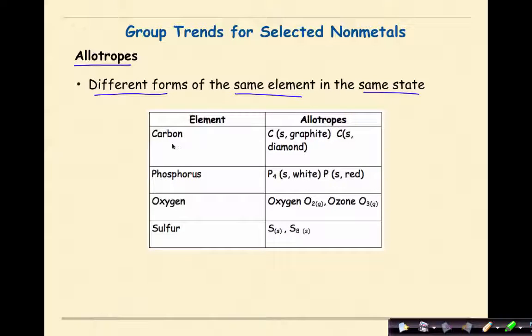So some examples of allotropes. Carbon can be an allotrope. It can exist as either graphite or diamond in the solid phase. Phosphorus can also be an allotrope. It has two forms, a white form and a red form. Oxygen has allotropes. It can either be molecular oxygen, O2, or ozone, which is O3. And finally, sulfur can exist as different allotropes, as either solid sulfur or S8.